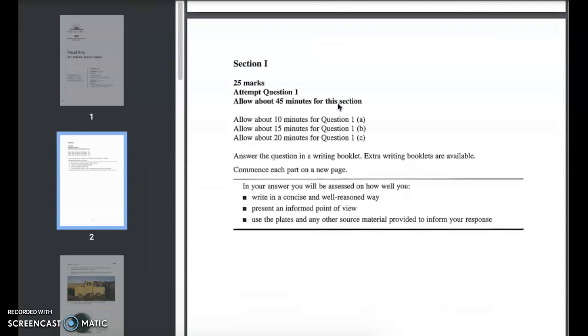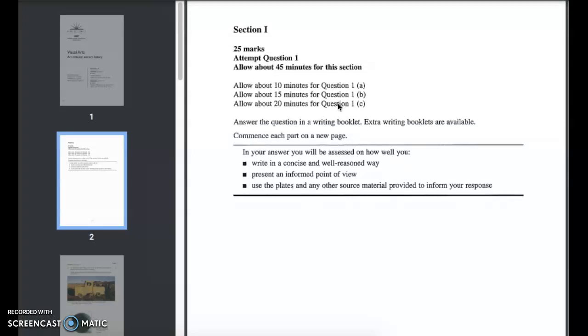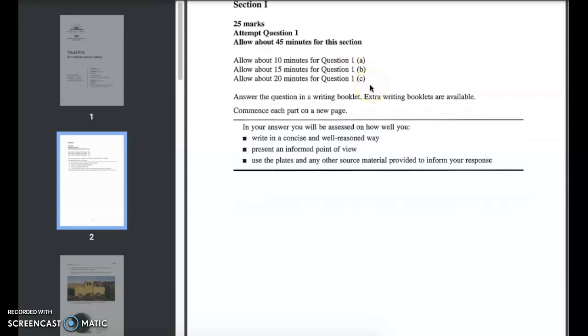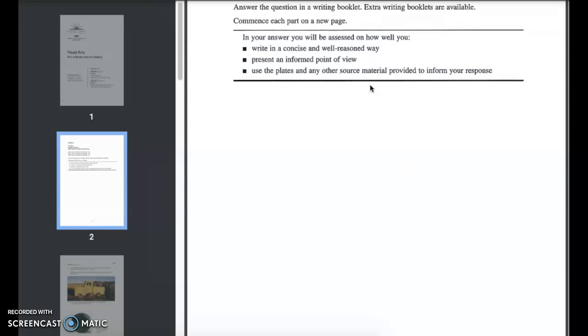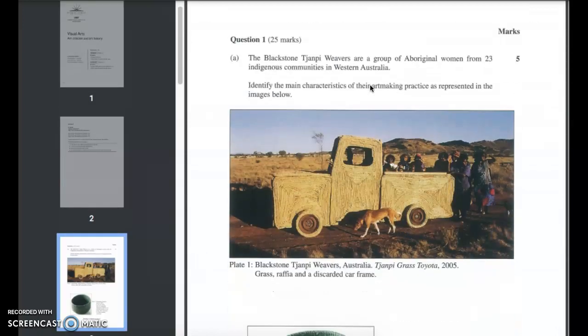We have a Section 1 and a Section 2. We're not going to worry about Section 2 yet. This first part of the unit is just about Section 1. For each question in Section 1, you generally have 3 questions worth different amounts. First question is worth 5 marks. We're going to look at the 5-mark question first.